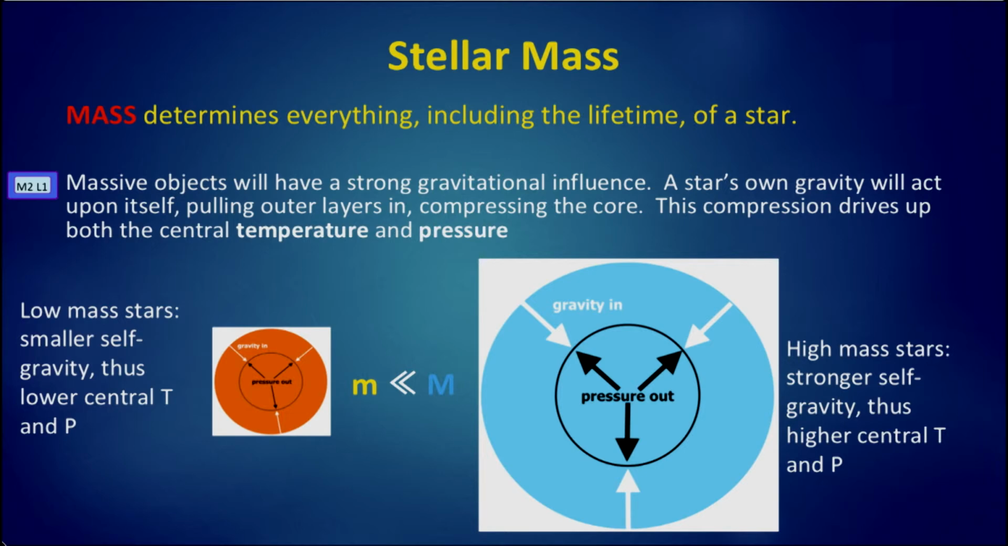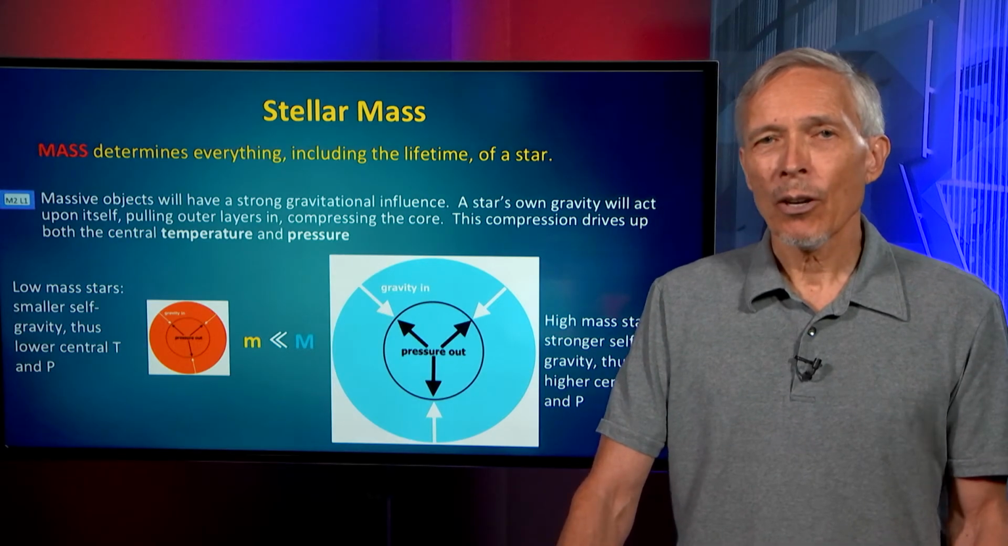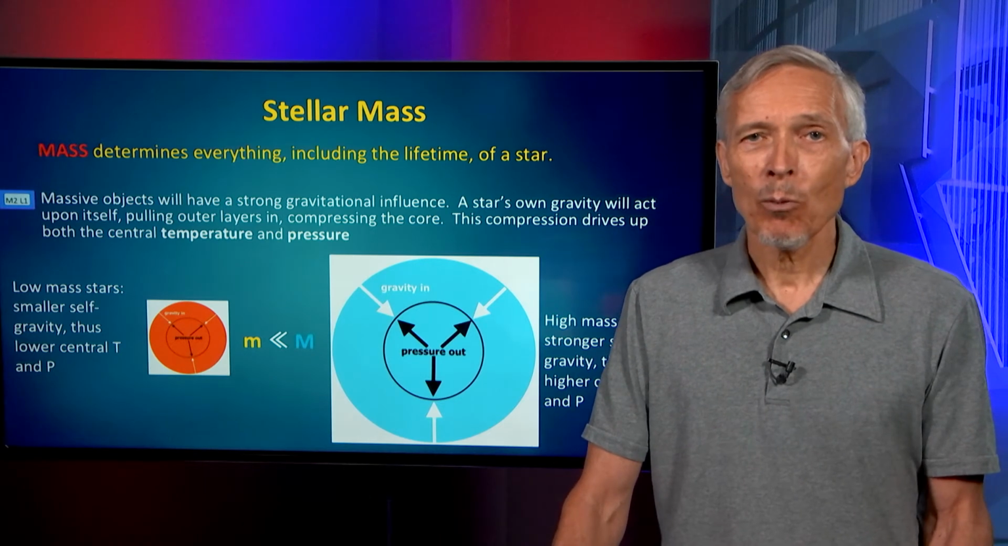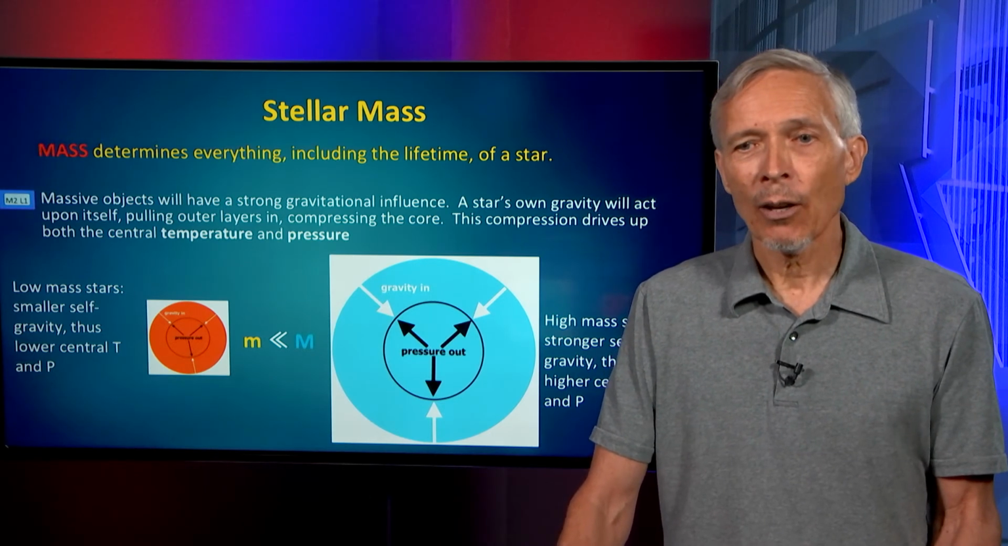At the upper end of stars, stars more massive than the Sun, extremely strong self-gravity creates extremely high temperatures and pressures. Those conditions obviously can lead to the creation of heavy elements. The other thing that happens is that stars at the high end of the mass range evolve or live their lives much more rapidly than stars at the low end of the range.